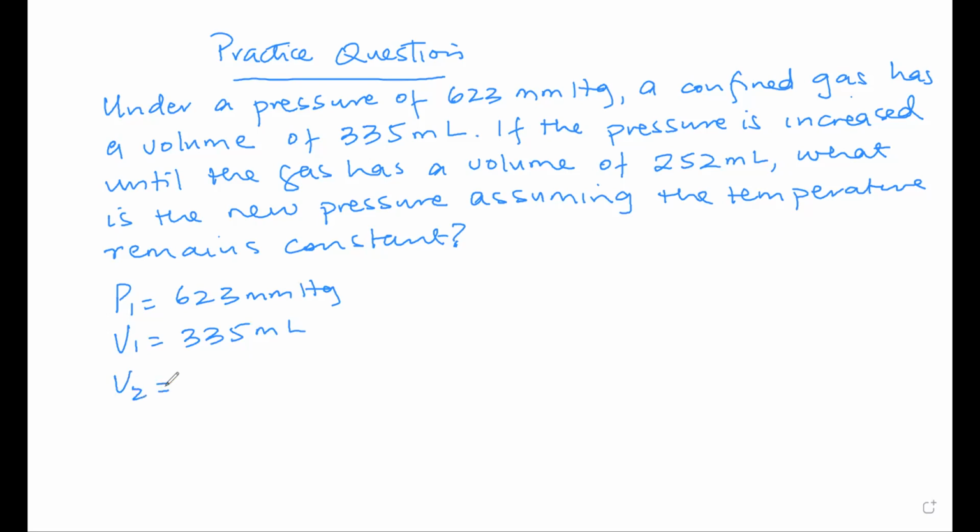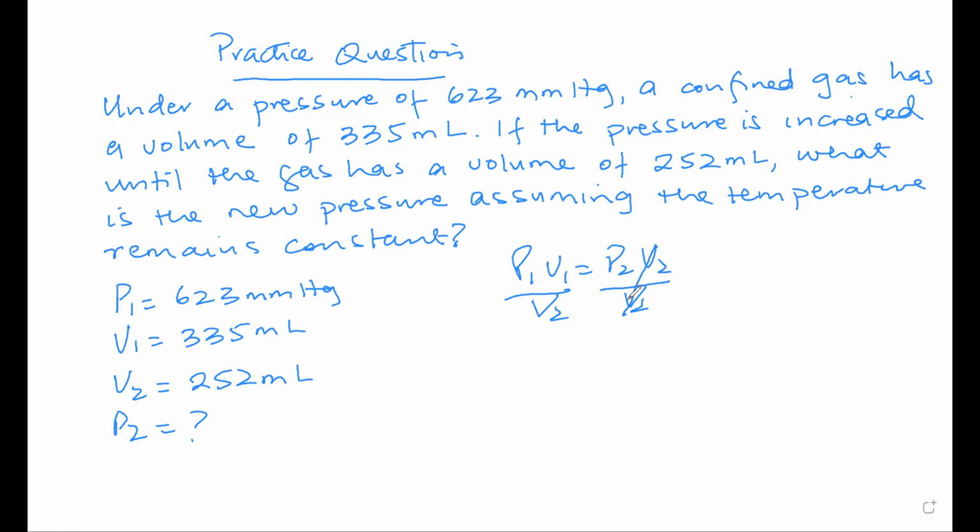The final volume is 252 milliliter. What is the new pressure? That pressure will be the new P2. So again, it's still Boyle's law. This time we want to figure out P2, so we divide both sides by V2.